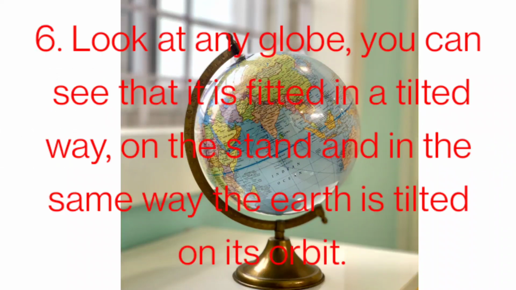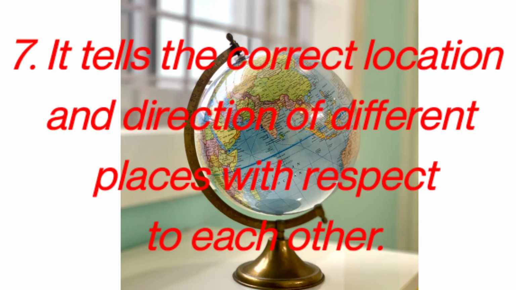6. Look at any globe. You can see that it is fitted in a tilted way on the stand, and in the same way the earth is tilted on its orbit. 7. It tells the correct location and direction of different places with respect to each other.